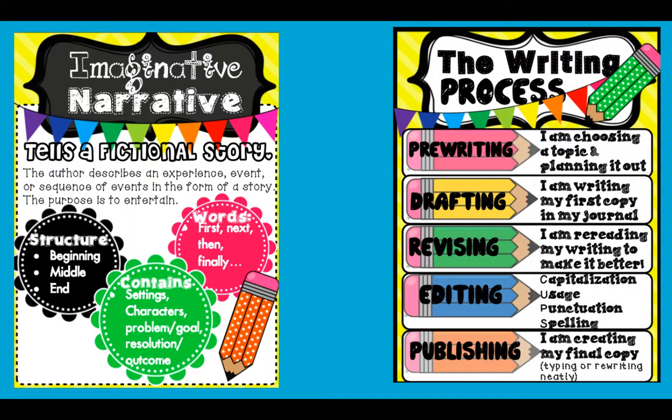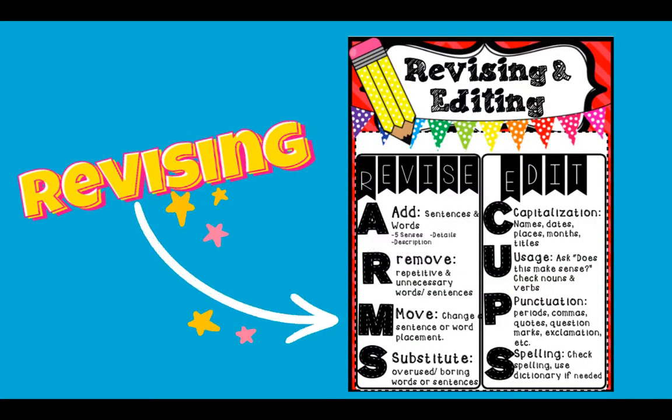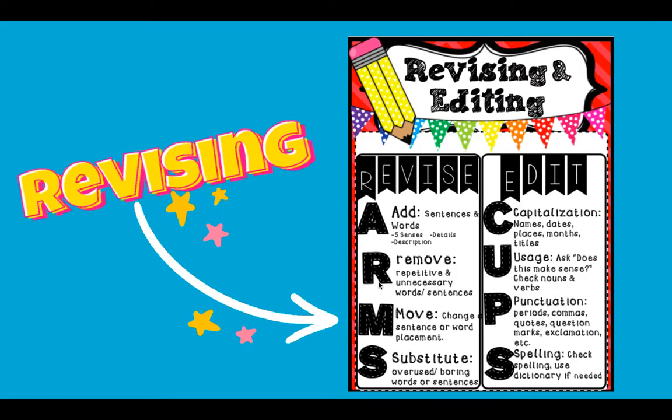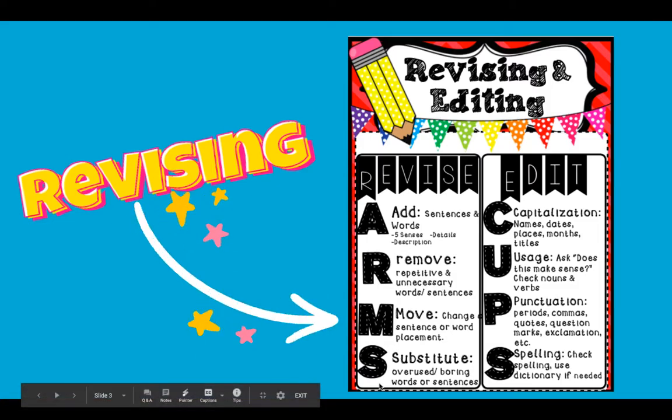In the writing process, we have already done our pre-writing where we generated ideas and we organized them into a graphic organizer. Then we started drafting in complete sentences our introduction, our body, and our concluding paragraphs. Well, now it is time for us to do our revising. And revising is when you reread what you wrote and you figure out how you can make that better. And to help us understand how we can make it better, we are going to use our ARMS. ARMS is actually an acronym and it stands for add, remove, move, and substitute.